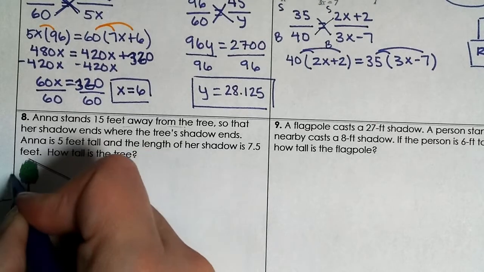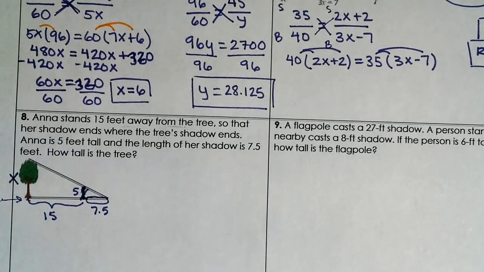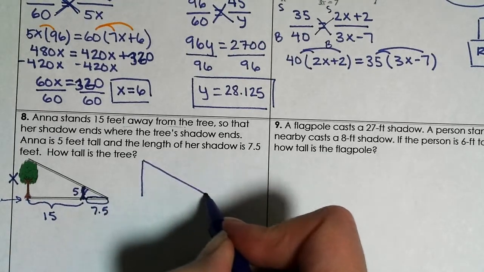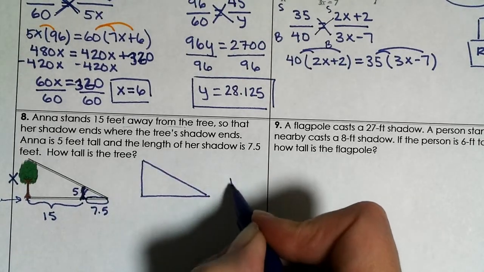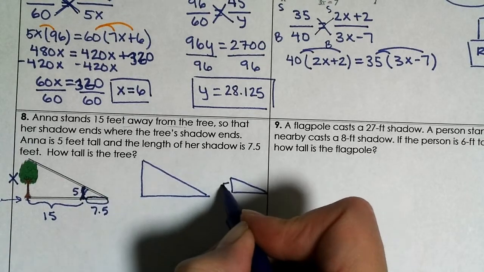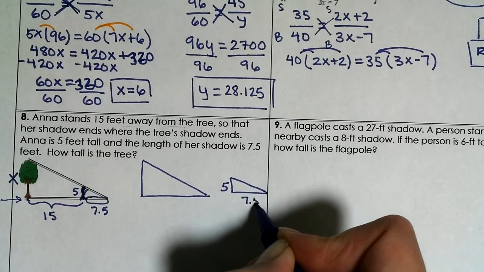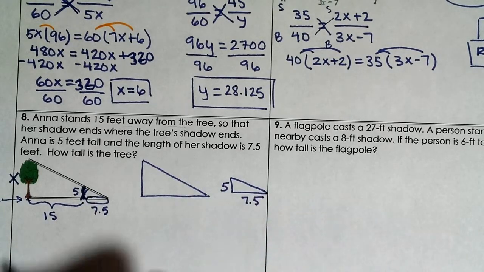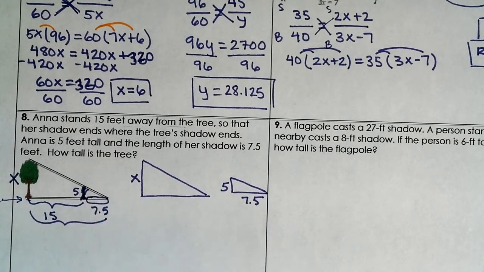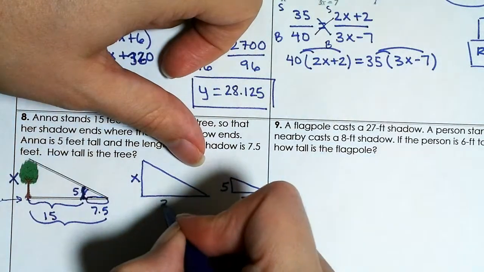I want to know how tall the tree is, so that's going to be my x. So I'm going to separate these two pictures again. I'm going to have my big triangle and my small triangle. So my small triangle, I've got 5 and 7.5. For my big triangle, I've got x, and then this whole entire portion, I've got to add these two things together, 15 plus 7.5. And that's going to give me 22.5.